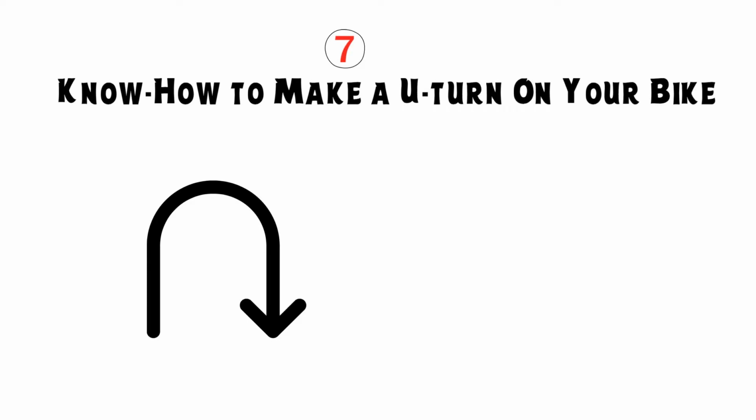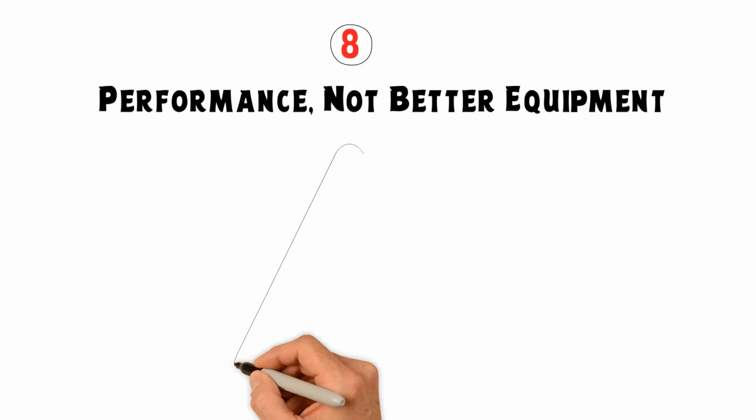7. Know how to make a U-turn on your bike. It's important that you learn how to make a safe U-turn on your triathlon bike. 8. Performance, not better equipment. It's best to focus on having better triathlon performance and not better equipment. 9. Back-to-back training sessions. This will help to prepare your body for the actual triathlon better.